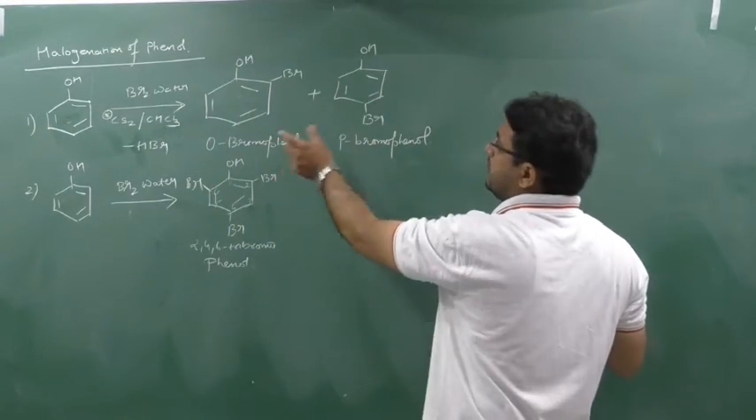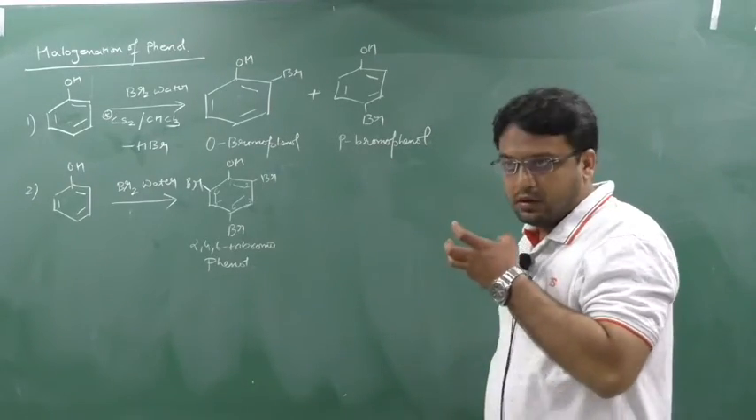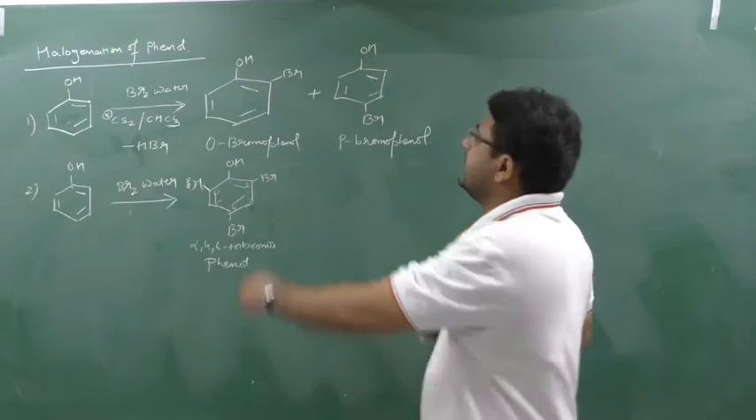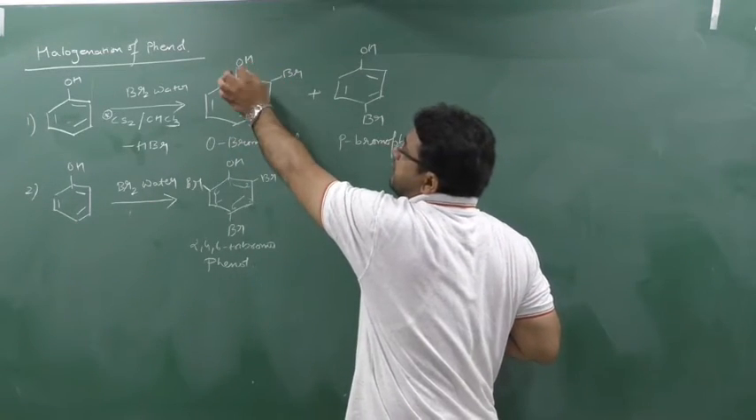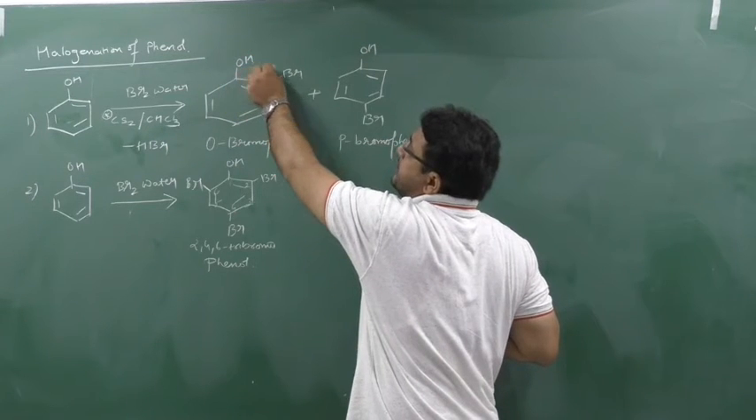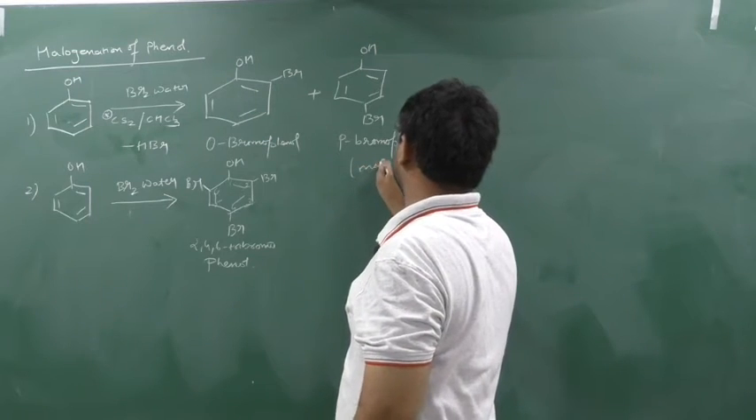And here also ortho and para, and here one thing more: who will be the major and minor? So see here O and P. Can we make a hydrogen bond between these two? No. So there is no hydrogen bonding present between the Br and OH. So ortho is minor and P will be major.